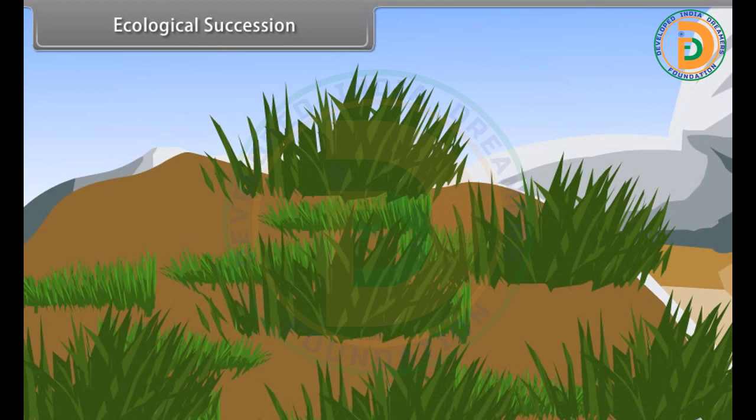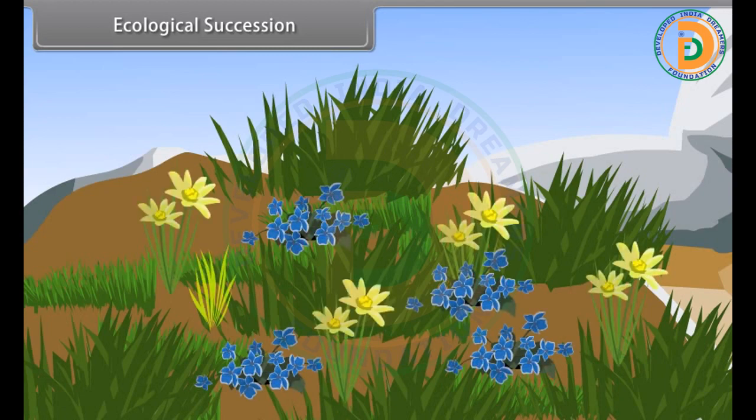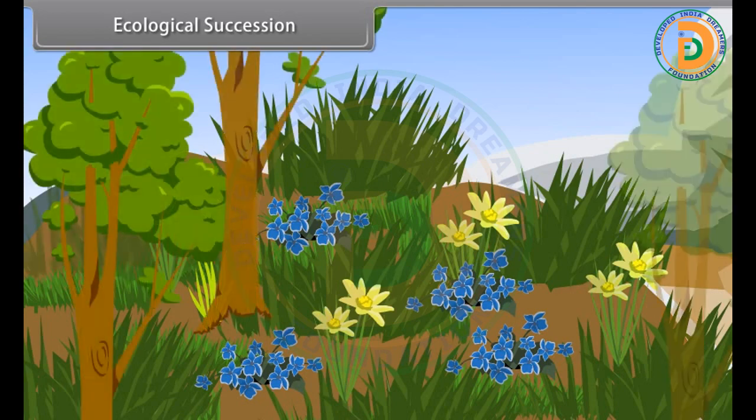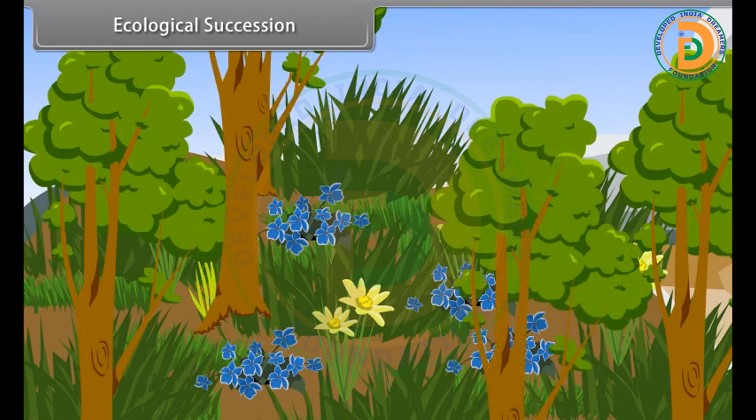4. Deeper soils hold more water. 5. Eventually, trees establish, leading to the development of a climax community on mature soils.